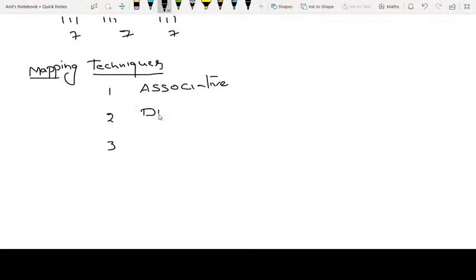Second one is the direct mapping. And the third one is the set associative mapping.